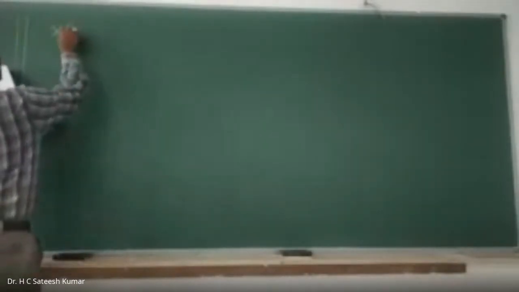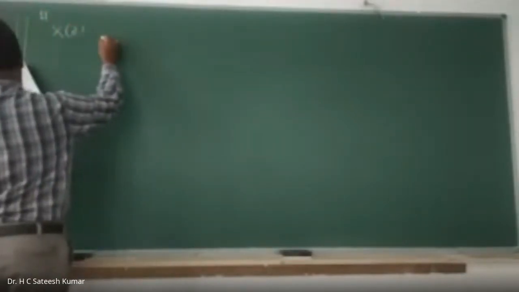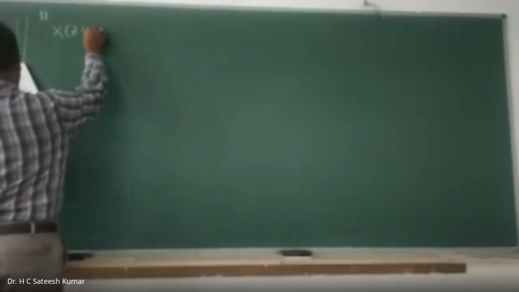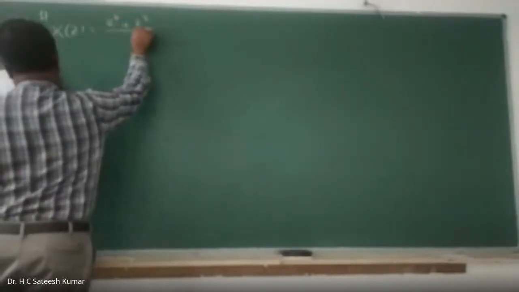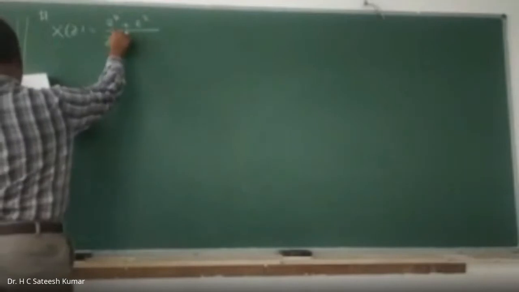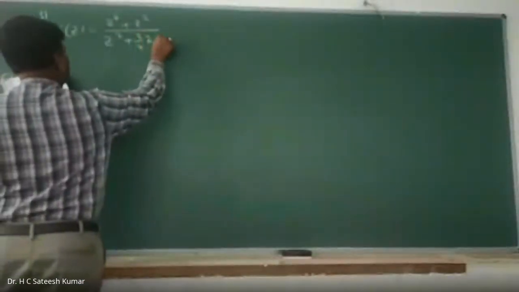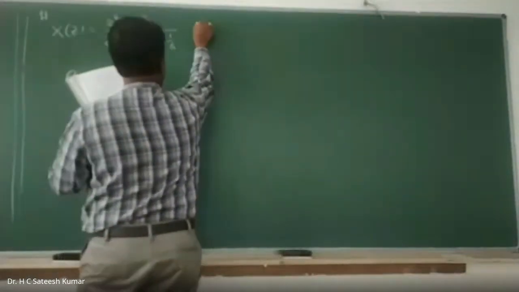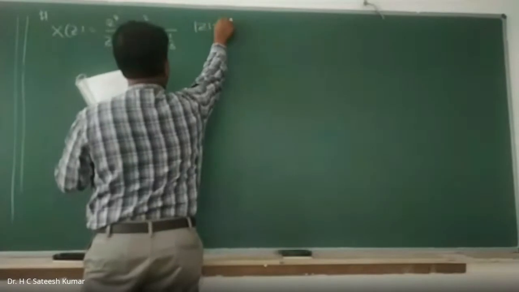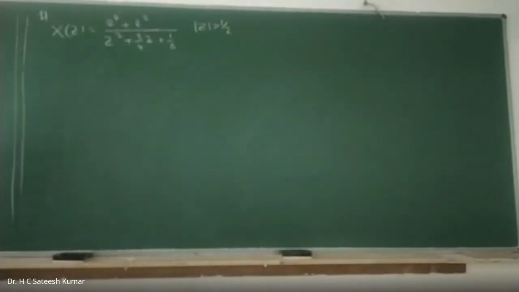X of Z is equal to, an examination problem for 4 marks, Z to the power of 4 plus Z square divided by Z square plus 3 by 4 Z plus 1 by 8, with ROC mod Z greater than half. So this is an examination problem.